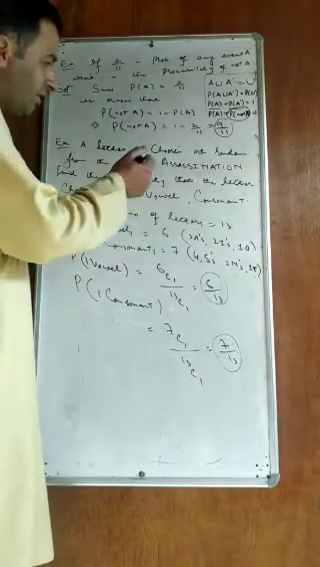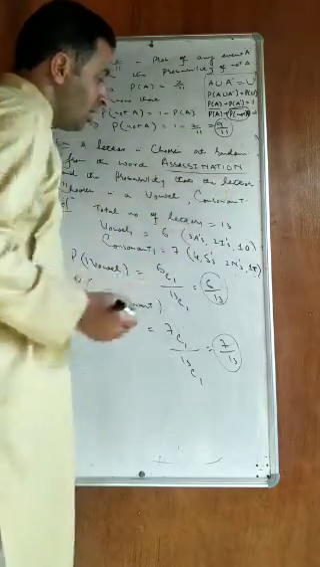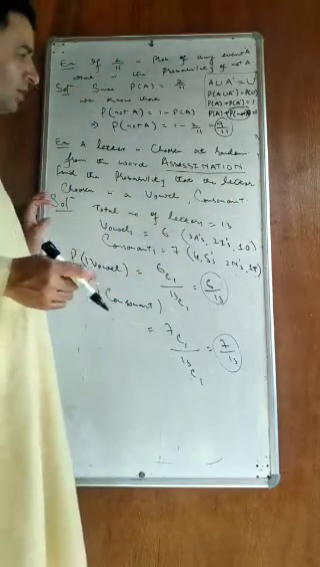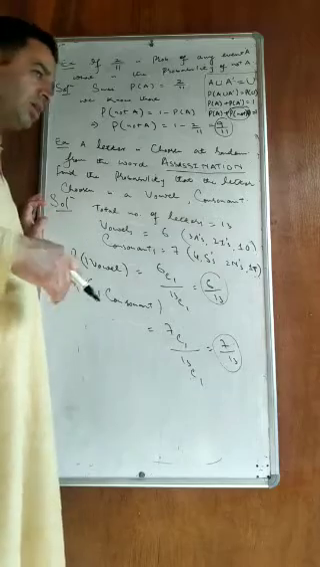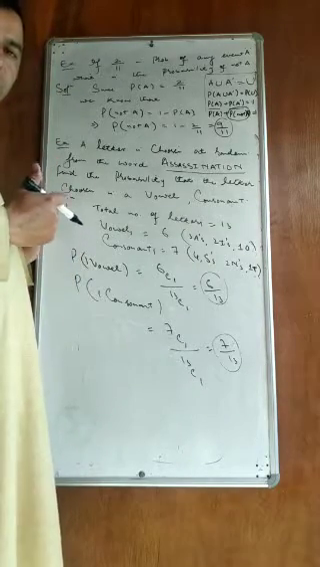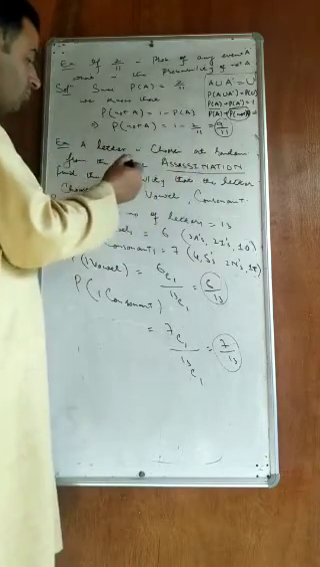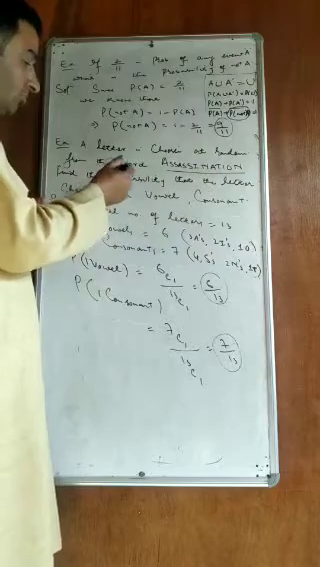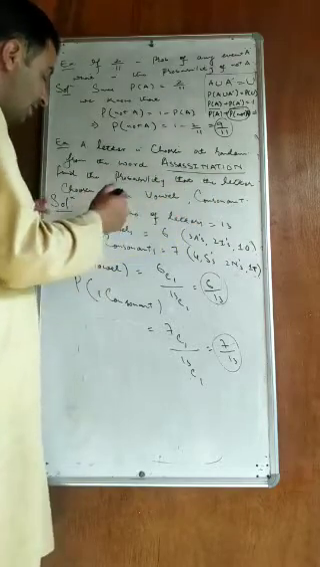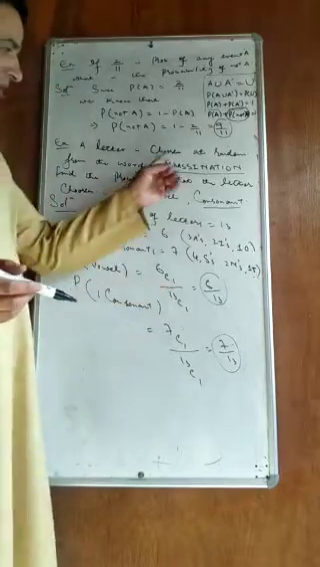Question is, a letter is chosen at random from the word assassination. Assassination means qatilana hamla. To assassinate somebody, to murder somebody. So a letter is chosen at random from the word assassination. Find the probability that the letter chosen is a vowel or a consonant.